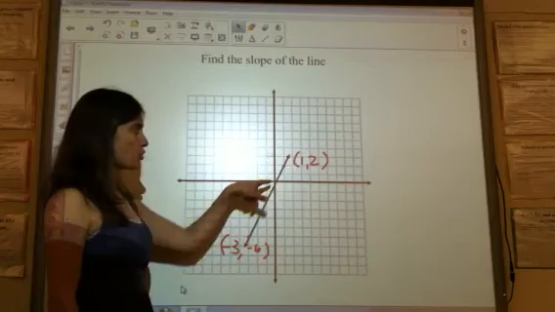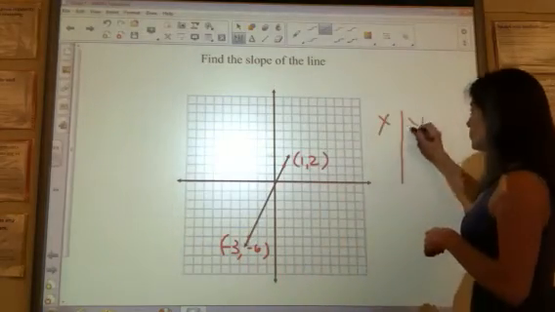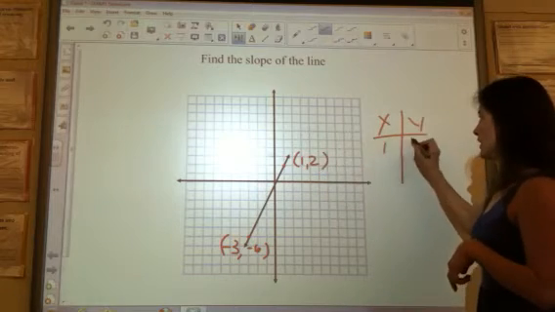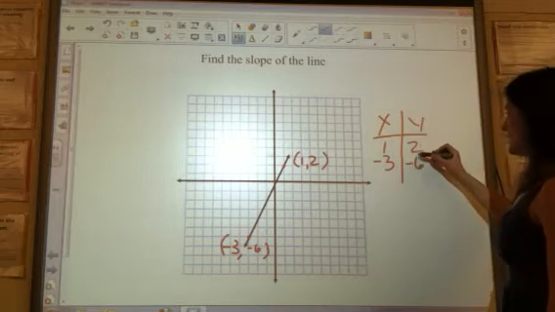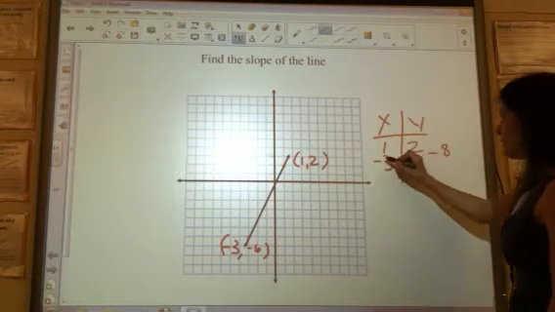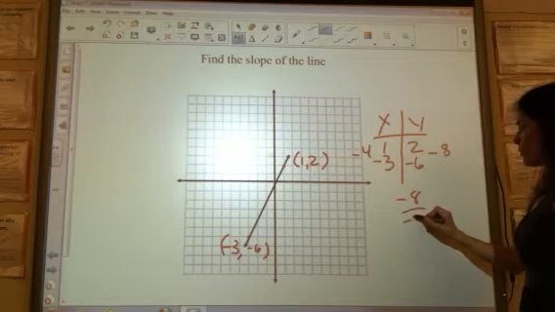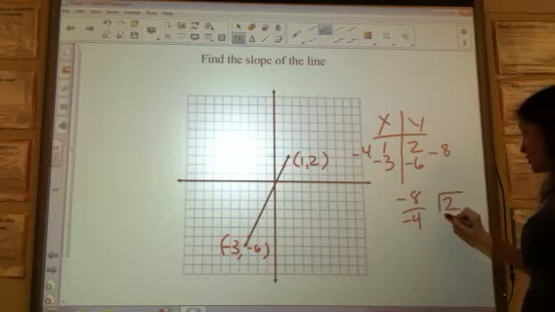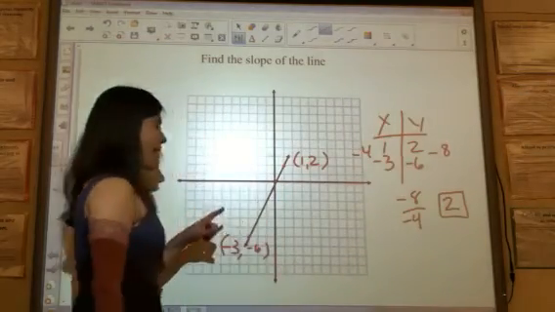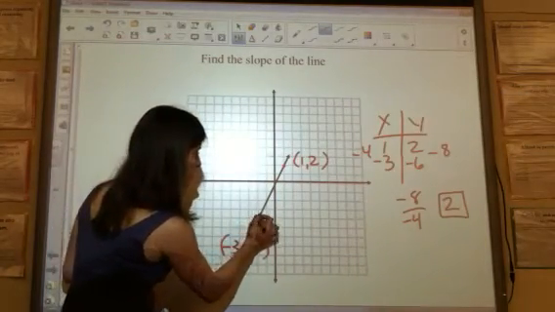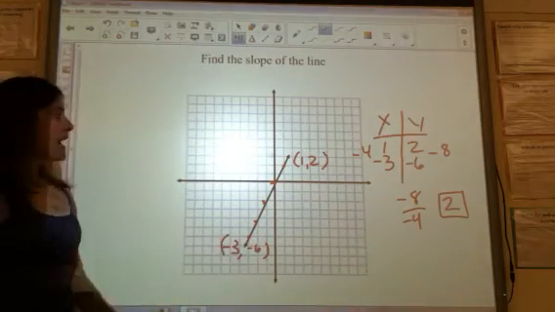You can use these 2 points and just do a simple XY chart and say, okay, I'm going to say 1, 2, and I'm going to say negative 3, negative 6. In this case, I am minusing 8. In this case, I am minusing 4. Negative 8 over negative 4 is a positive 2. If you look at the graph, I'm just going to put the points in, because it's hard for you guys to see that.